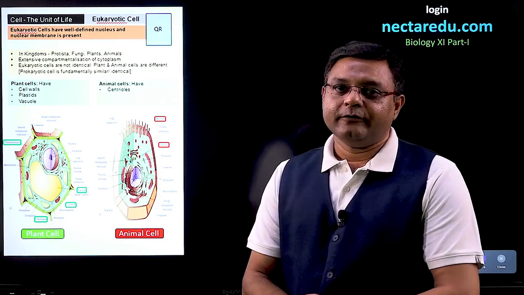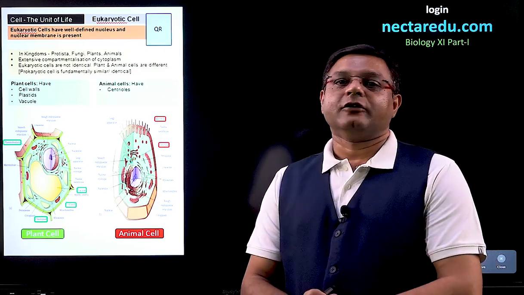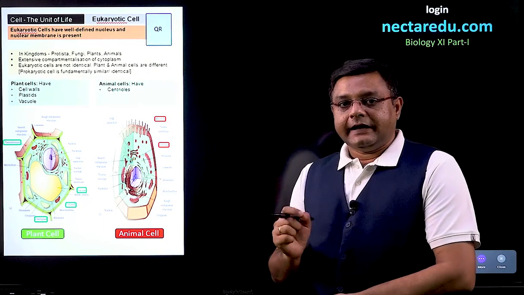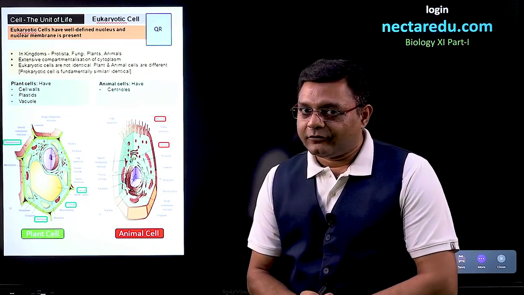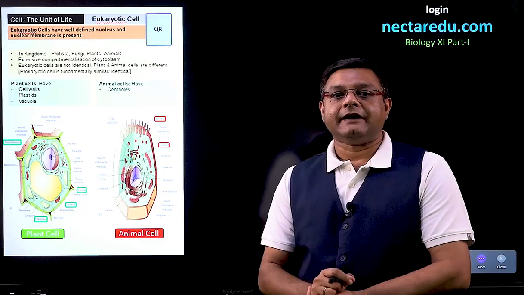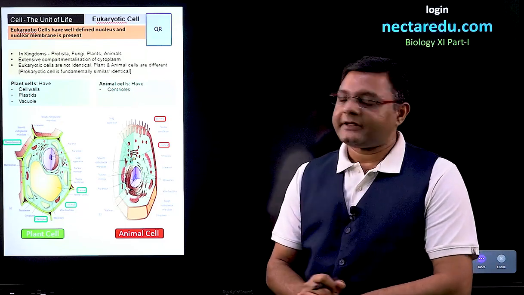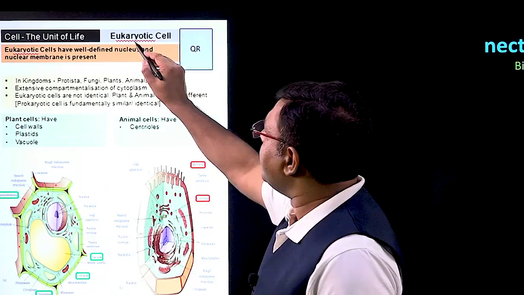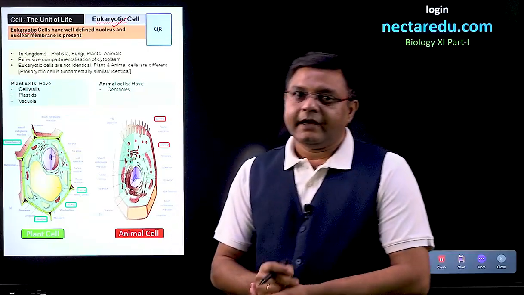In this particular video, we will look into the details of eukaryotic cell. Initial point of eukaryotic cell is what? It has a well-defined nucleus. It will have double membrane around the nucleus, and that is why we call it eukaryotic cell.